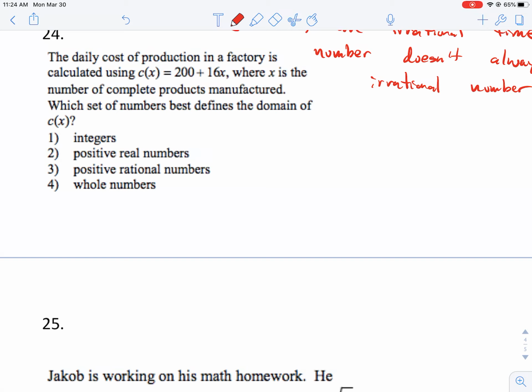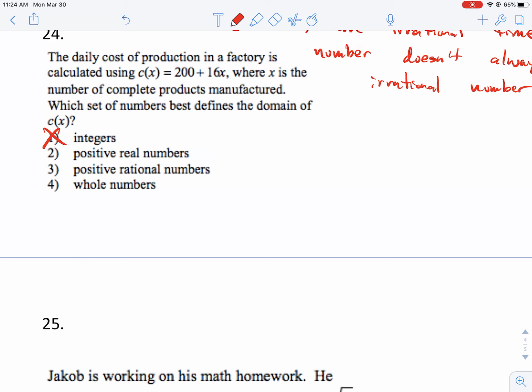Number 24, the daily cost of production in a factory is calculated using this formula here, where X is the number of complete products manufactured. Which set of numbers best defines the domain of C of X? Okay. Now this isn't a great question because I feel like the answer. Oh, actually, I'm sorry. Different problem. This one's good. Okay. So which set of numbers best defines the domain of C of X?